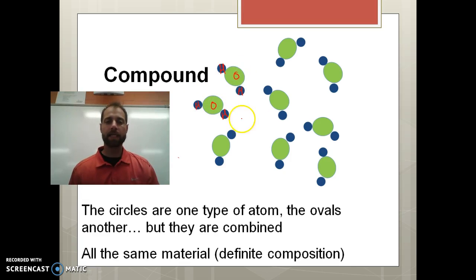And so it doesn't matter what molecule, what compound you look at, they are all exactly the same. They have 2 hydrogens and 1 oxygen, and the hydrogens are always linked to the oxygen. They're combined in the same way, and we call that a definite composition. All the material is combined in the same order, in the same way.